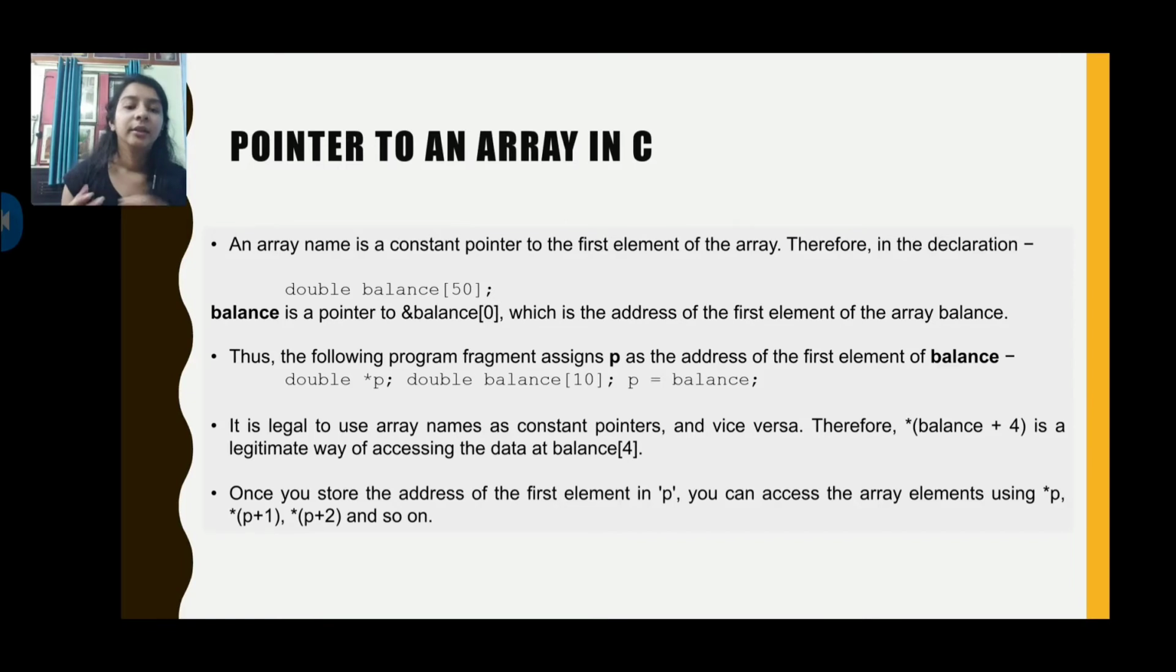Now you can use array names as constant pointers and vice versa. Therefore, suppose you need to access any element of the array balance, then instead of balance[4] in square brackets you can also write *(balance + 4), where the star, the asterisk sign, gives the value at the pointer. In this way you can also access the data elements. The next example will make it quite clear.